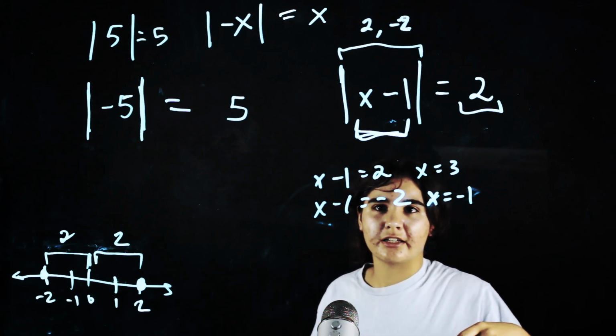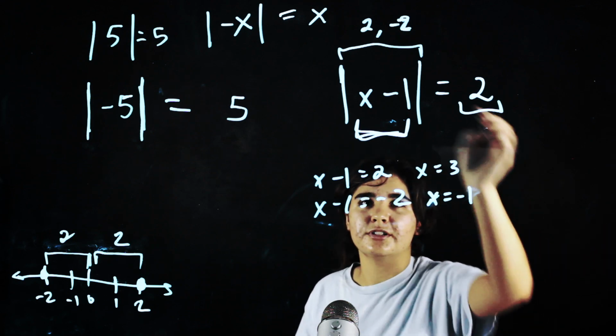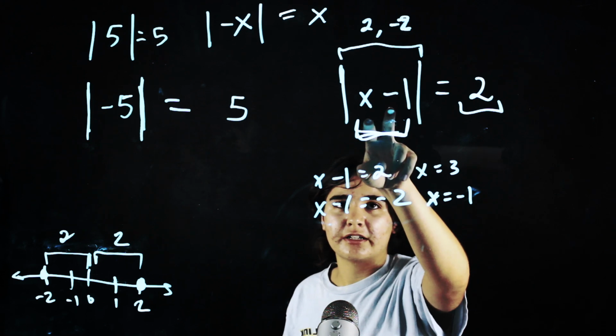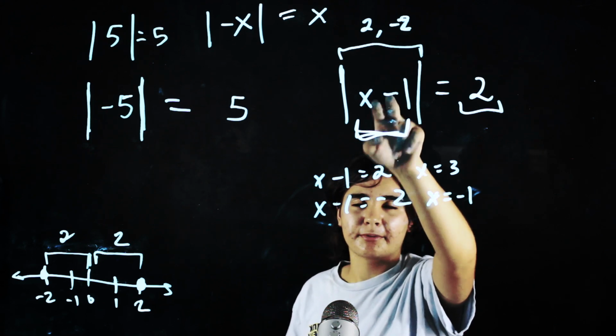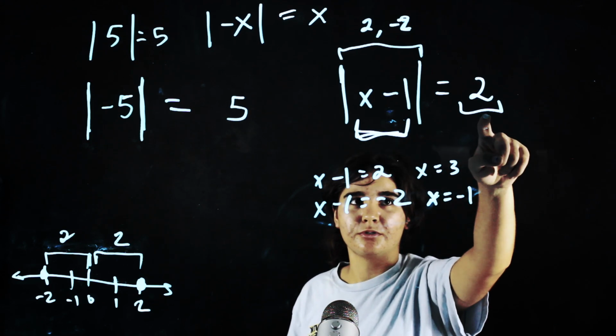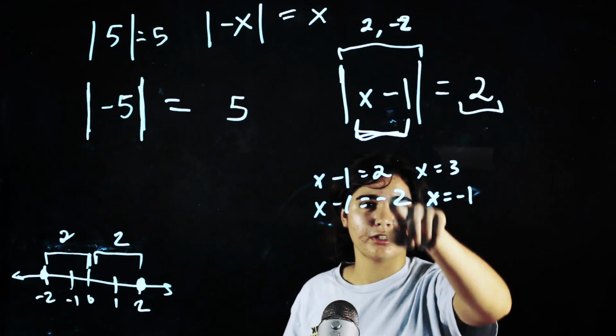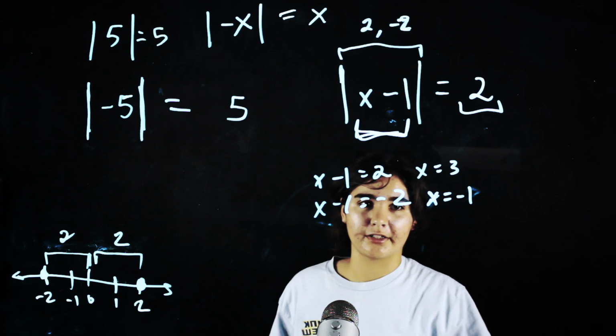Essentially, all you have to do to solve for absolute value is take the expression inside the absolute value and set it equal to the positive form of the thing that it's set equal to, or the negative form, and you'll get both answers.